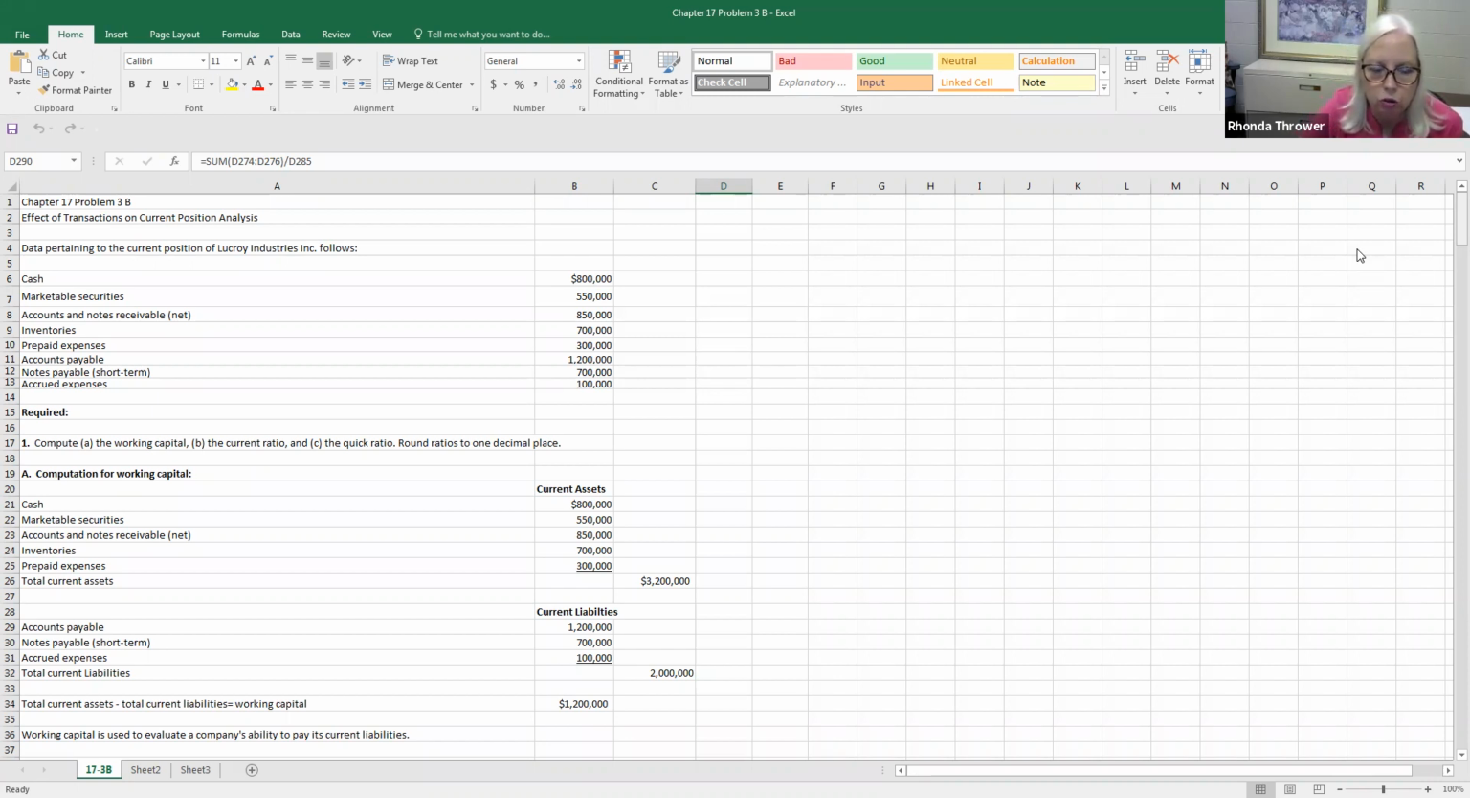The quick ratio helps the creditors to know what the debt-paying ability of this company is, and it's really a better measure than your current ratio. So if you can figure out what the quick assets are, and they're all your current assets with the exception of inventories and prepaid assets, total those up, then divide by your current liabilities, that will give you your quick ratio, which in this example was 1.1.